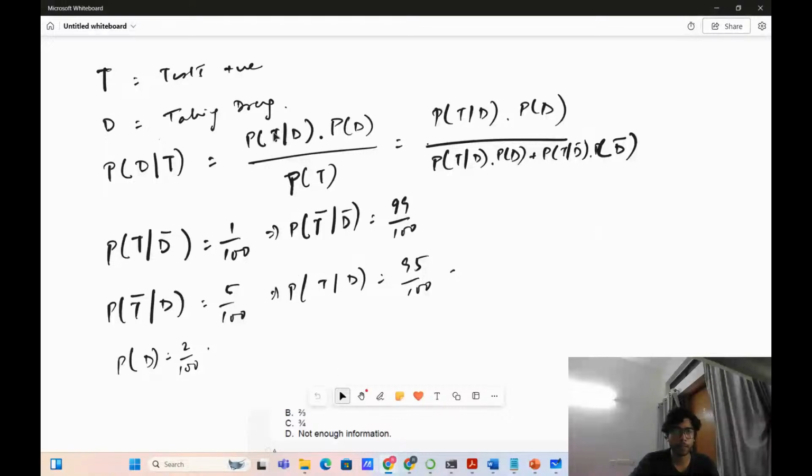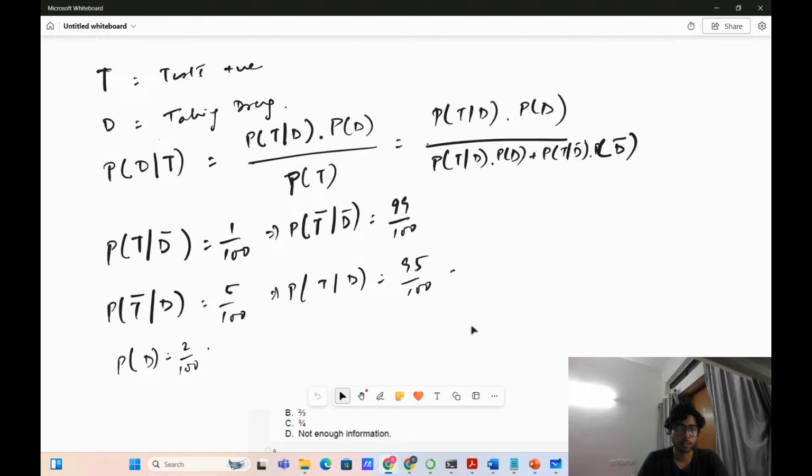If the opposite is given, say P of T bar given D, from there you can calculate P of T given D, right? Also, one thing you should understand is that P of T given D bar and P of T bar given D bar should add up to 1. That's why this probability is 1 minus this probability. This is a good example of where we need to use both Bayes theorem and the law of total probability, and I think you should expect one question like this.